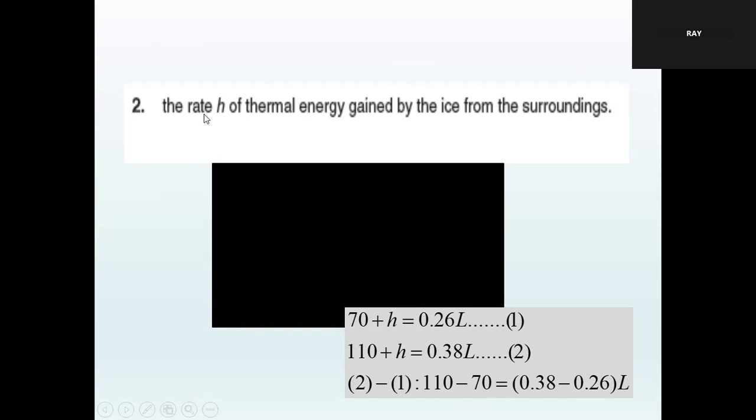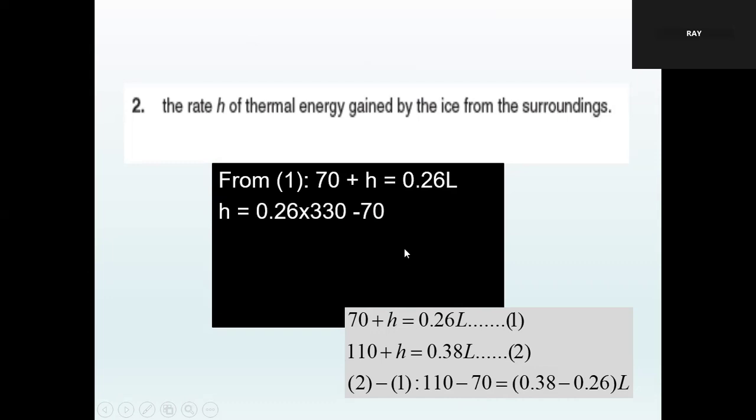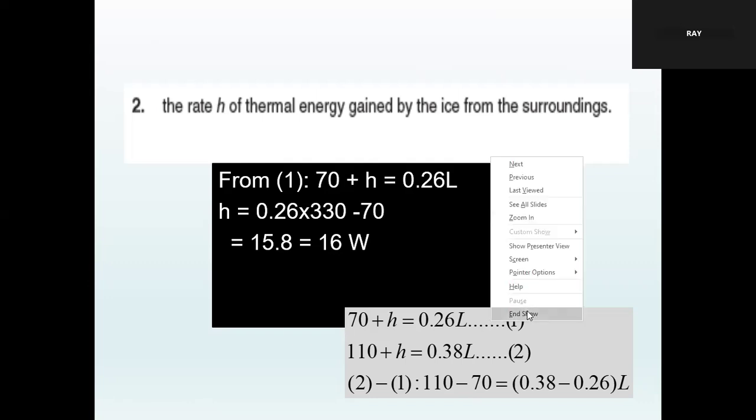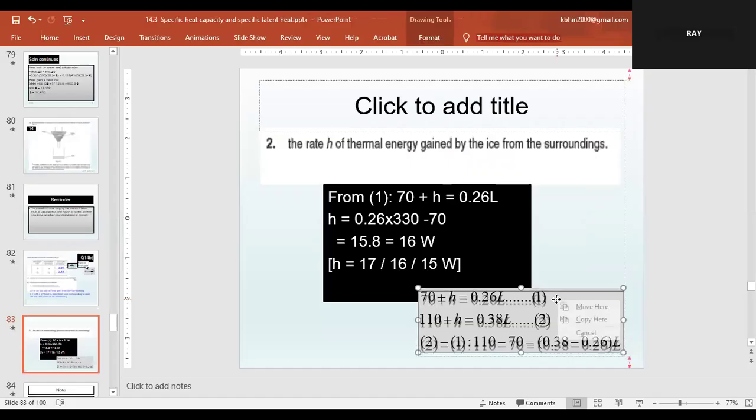The rate H of thermal energy gain by ice from the surrounding, we can use either equation to calculate the heat gain, either equation 1 or equation 2. So if we use equation 1, we have calculated our L previously, and take this 70 across there. Okay or not? That equation should be here.